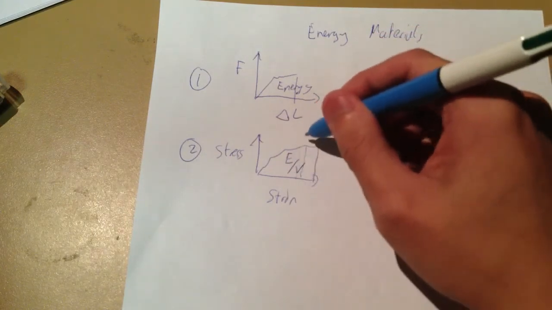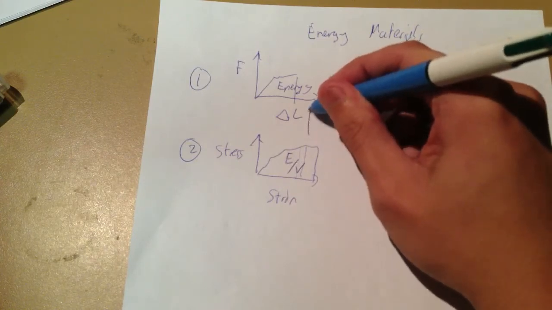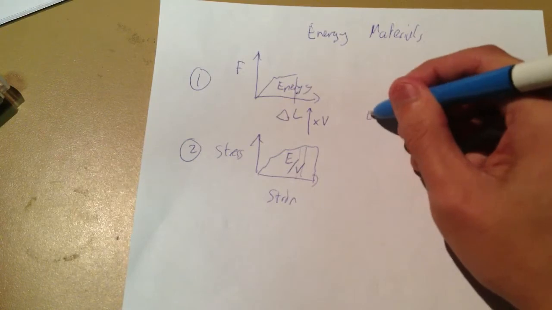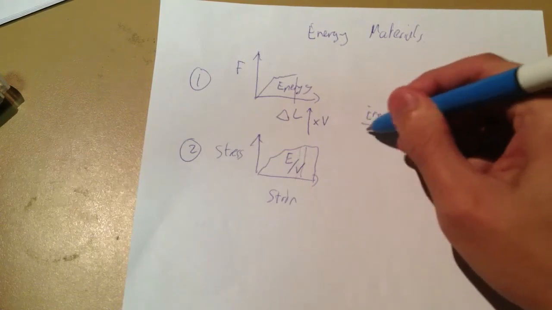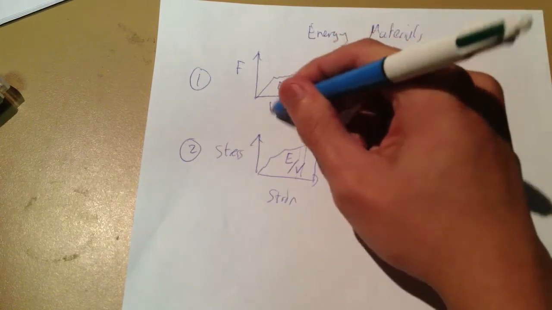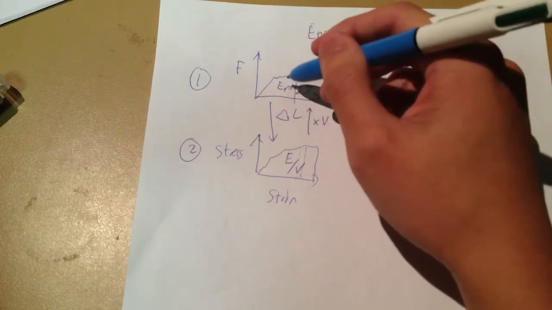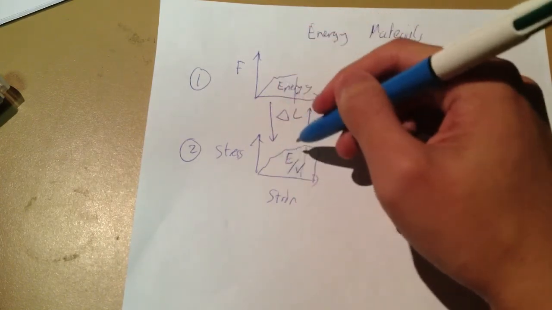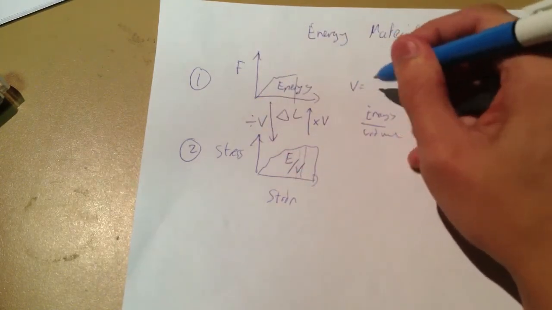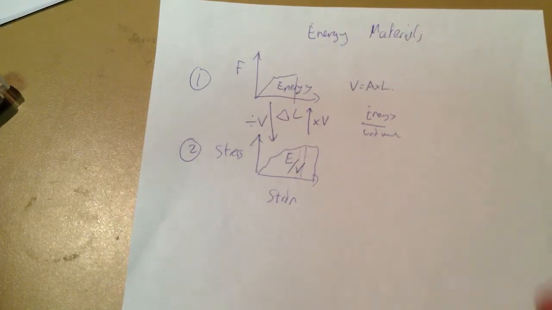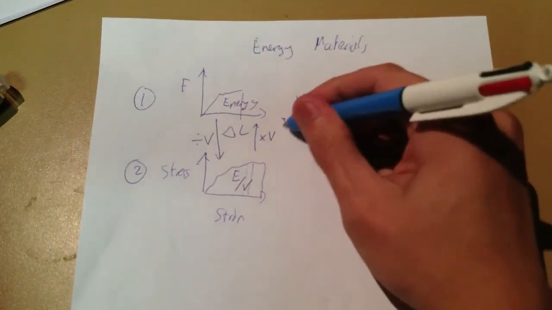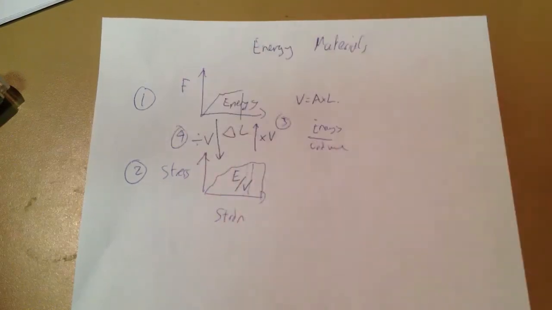If you want to get from energy per unit volume to energy, you multiply by volume. Makes sense. Energy per unit volume multiplied by the amount of volume gives you how much energy in total. And if you want to get from energy to energy per unit volume, you divide by volume. And volume equals area times length. So we talked about before. 1, 2, 3, 4. That's everything.